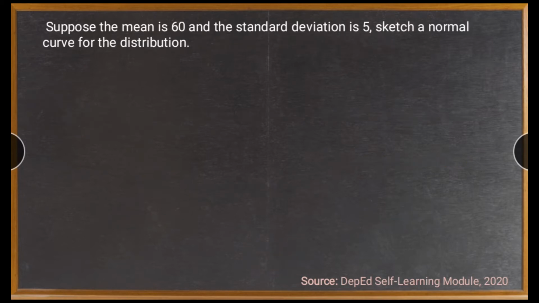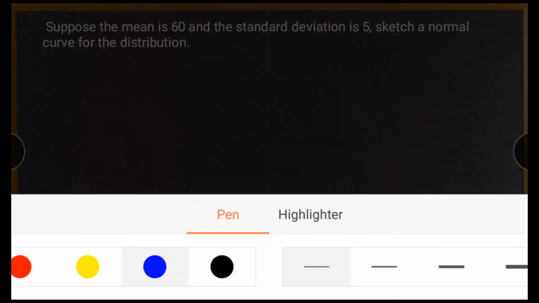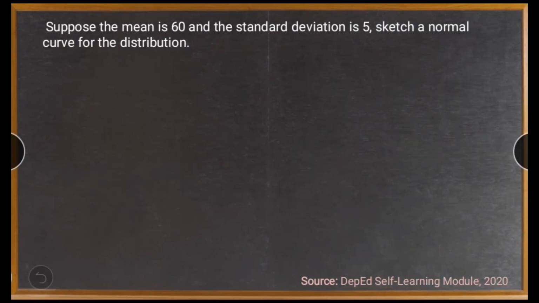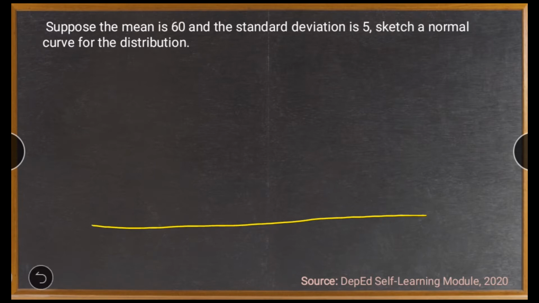Let's have this problem now. Suppose the mean is 60 and the standard deviation is 5. Sketch a normal curve for the distribution. We will draw a normal curve. We will use a different color, yellow, so that it would be visible.